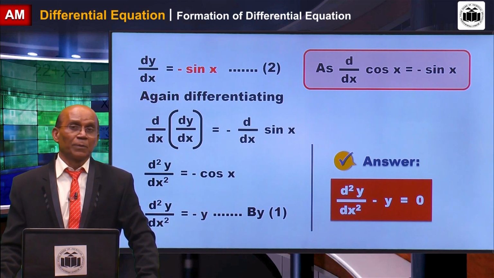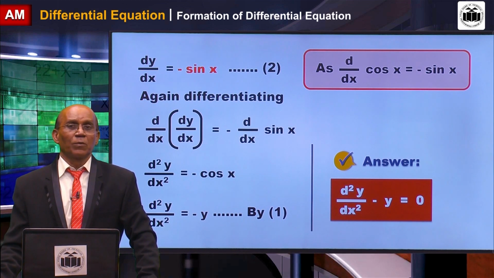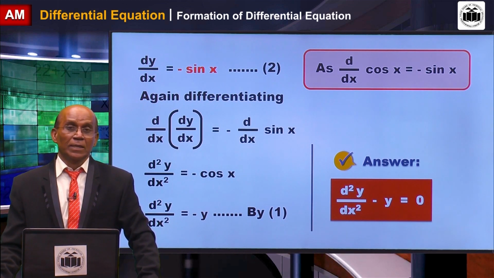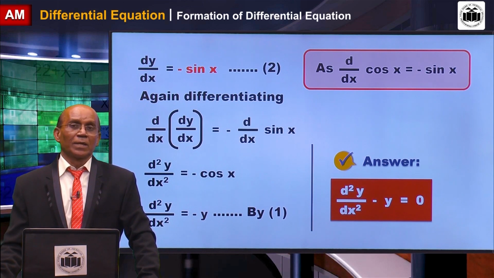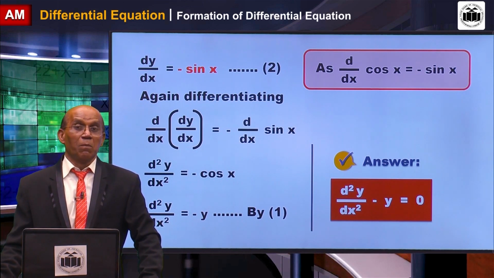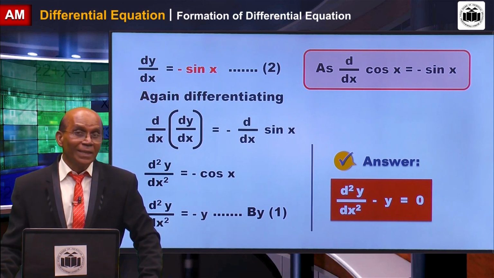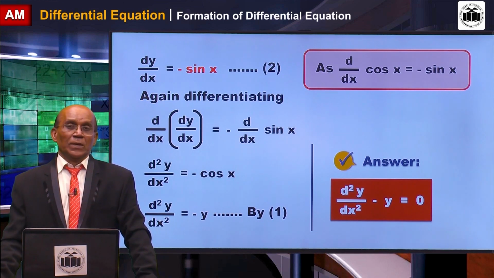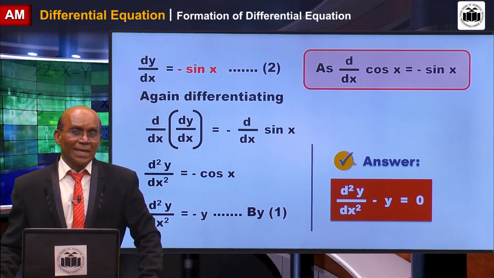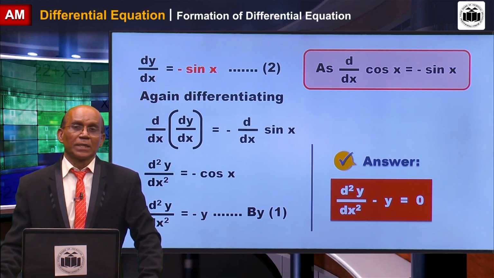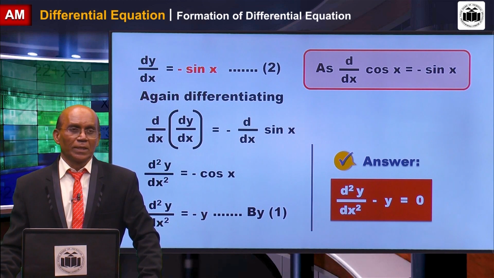This is again a standard formula, keep that in mind. So d square y by dx square equals minus cos x. So d square y by dx square must equal minus y, because y equals cos x is given in the equation. So can you get that answer? d square y by dx square plus y equals 0 here.